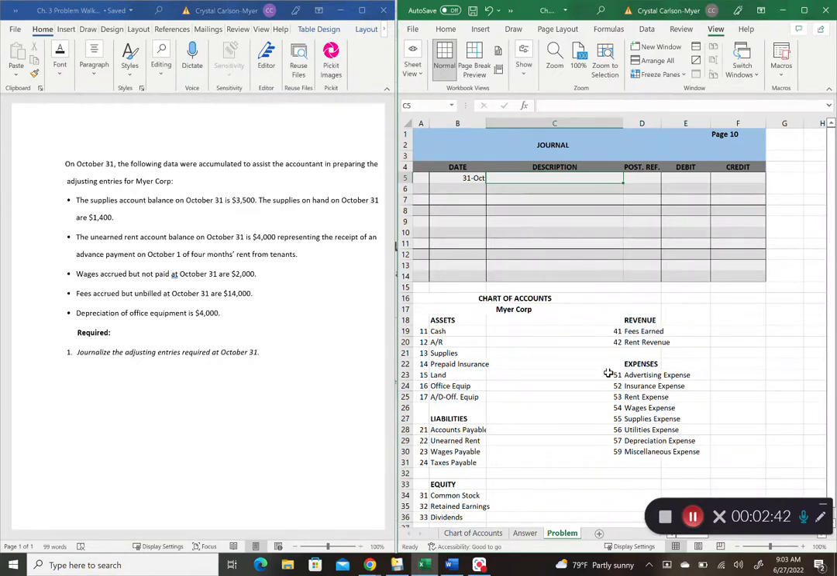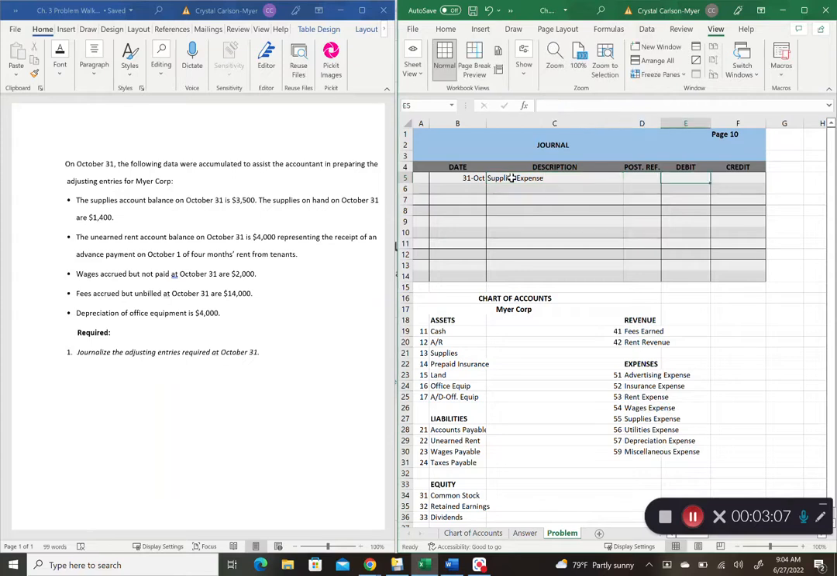So I have my chart of accounts listed down here and I want to figure out what type of expense account I need to debit. So anytime you debit an expense account, it goes up. You're increasing your expenses because you've now incurred an expense. So our supplies expense account is going to be debited here. So I'm going to go ahead and do that.